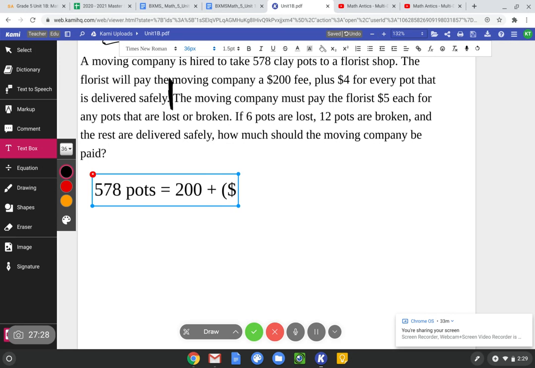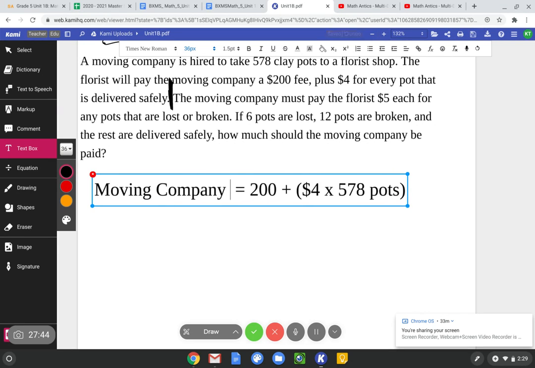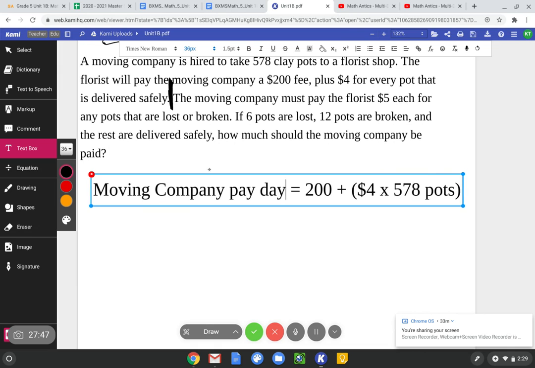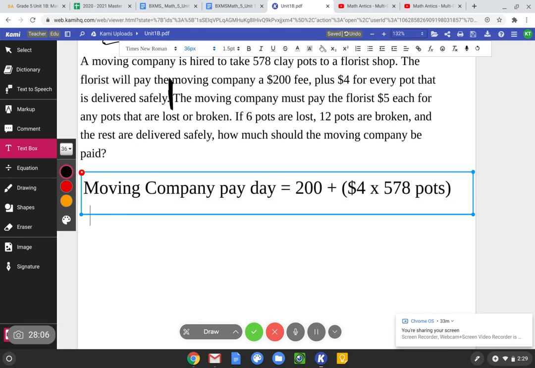So $4 times 578 pots. So this is how much they'll get on payday if they don't make any mistakes. We're going to take the mistakes out later, but let's focus on the work that they did. How much is the work worth? So let's do some math.